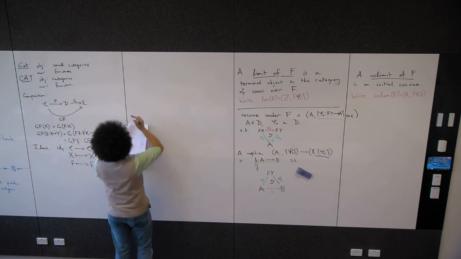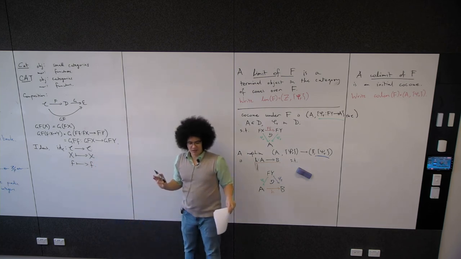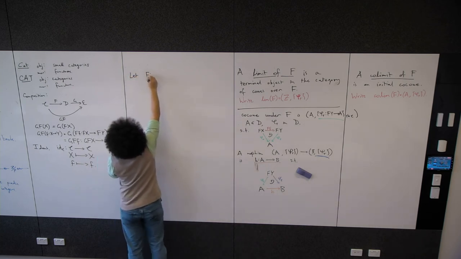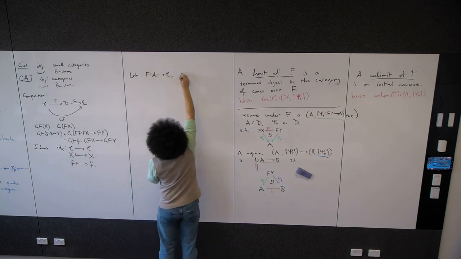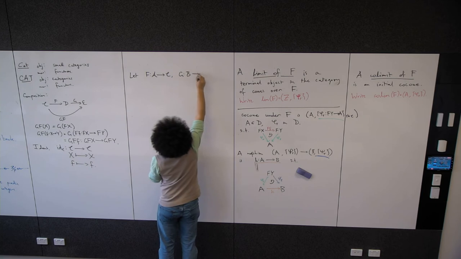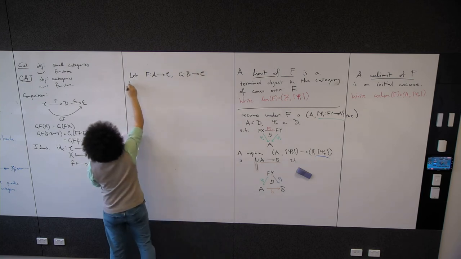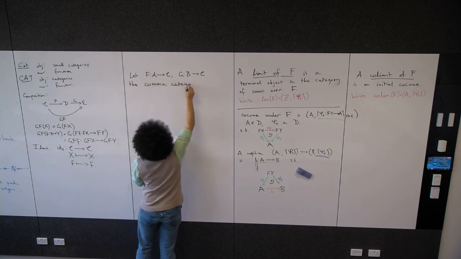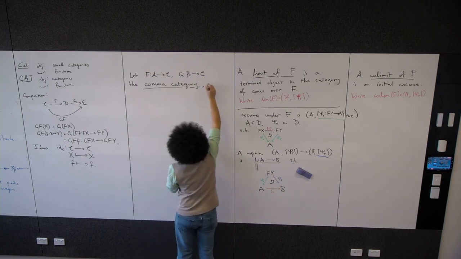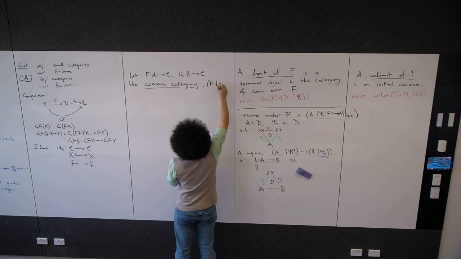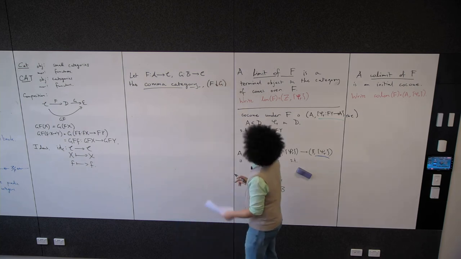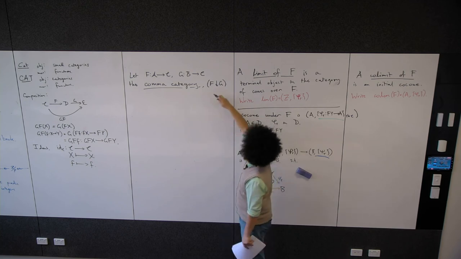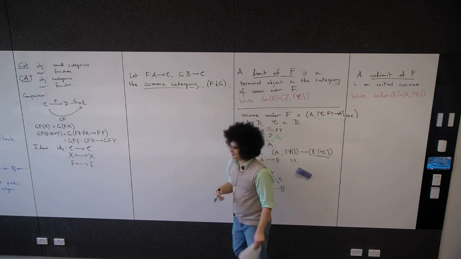All right. So last, we're going to talk about a thing that I care about, but I don't know if it will come up again. Let F be a functor from A to C, and G be a functor from B to C. The comma category, which we will write F arrow G, is called a comma category because this used to be a comma. That's literally the only reason. This notation is significantly better.